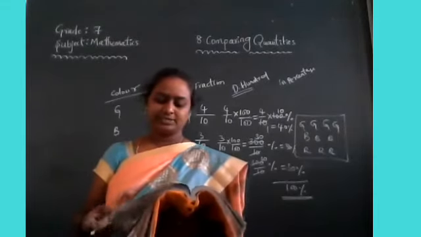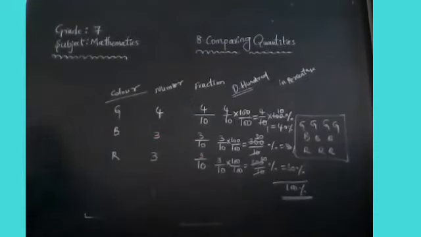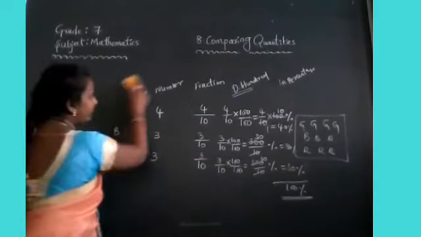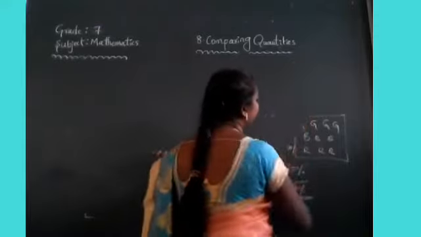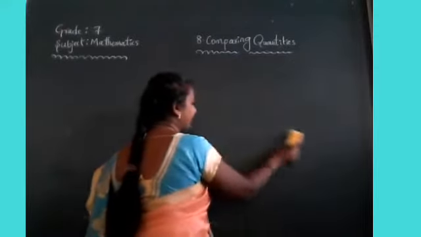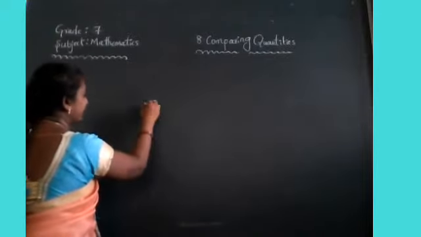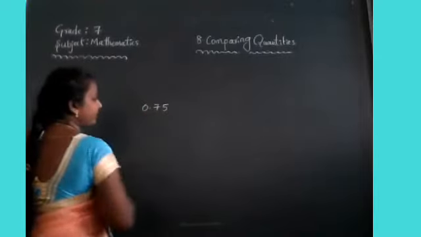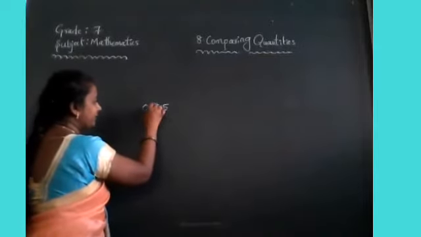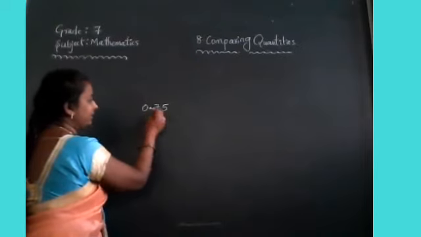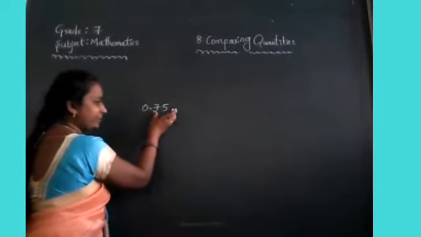Very good. Next, converting decimals to percentage. How to convert decimals to percentage? Children, up to now you have seen fraction to percentage and percentage to fraction. Now, how to write decimal to percentage? Suppose 0.75 is a decimal number or not? Yes, this is a decimal number. Why? Because it has the whole number part and decimal part, and the decimal point separates the whole number part and decimal part.